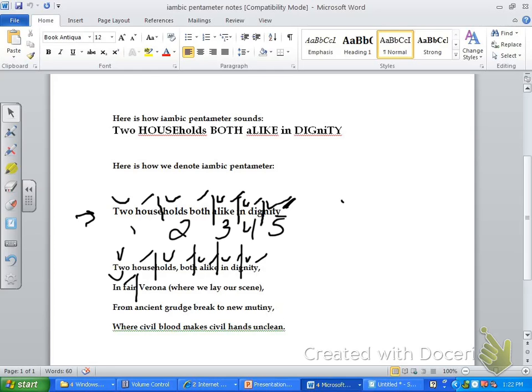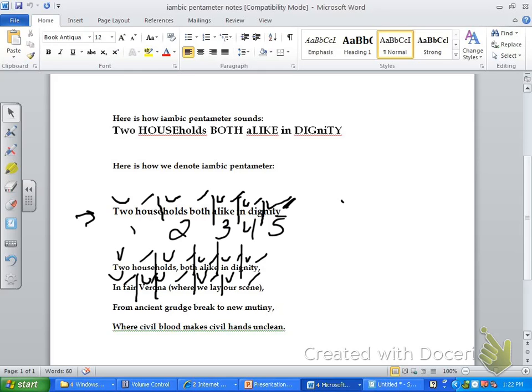Next unstressed, Jesse: "Ver." Stressed syllable, Mike: "O." I break it off. Next unstressed syllable, Cam: "Na." Stressed syllable, Mike: "Where." Break it off. Next unstressed, Nicole: "We." Stressed: "Lay." I break it off. Unstressed, Doug: "Our." And stressed: "Scene." So it's a pattern, okay? It's always unstressed and then stressed.